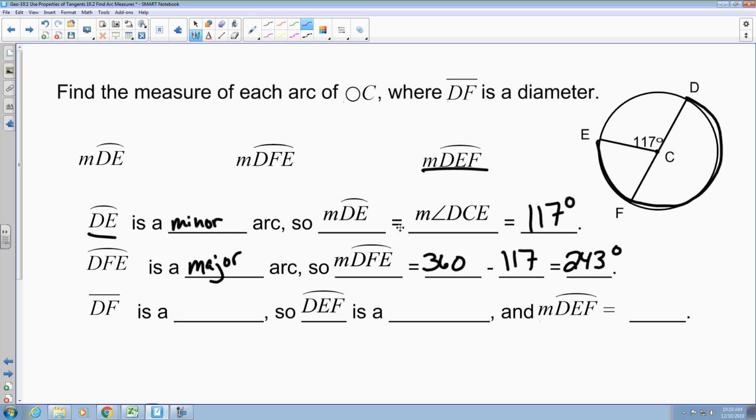Finally, to find DEF. Well, DF is a diameter. Since it's a diameter, that means it's a semicircle, and that means it measures 180 degrees.